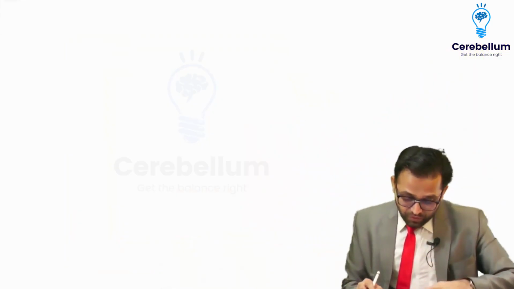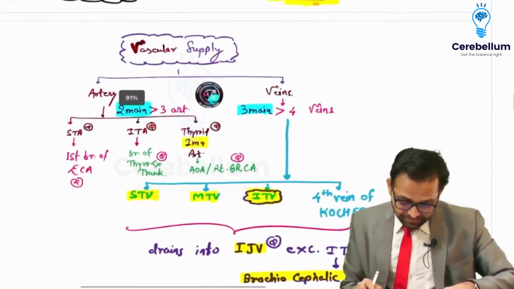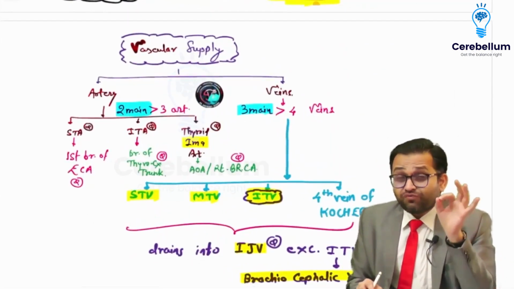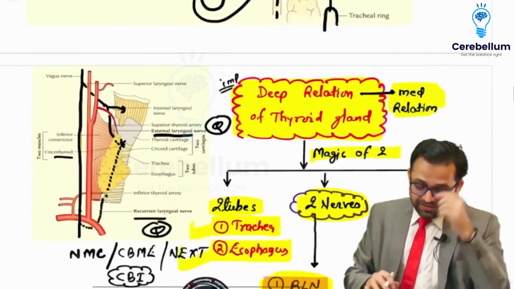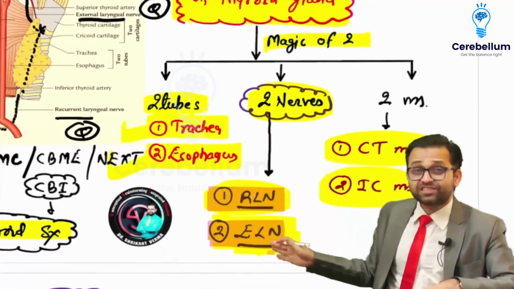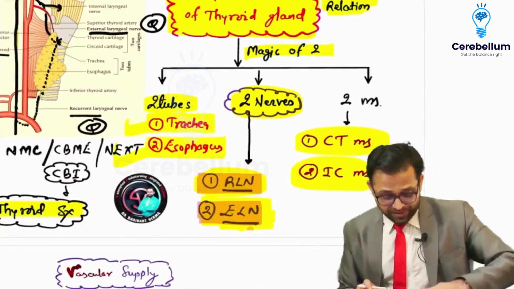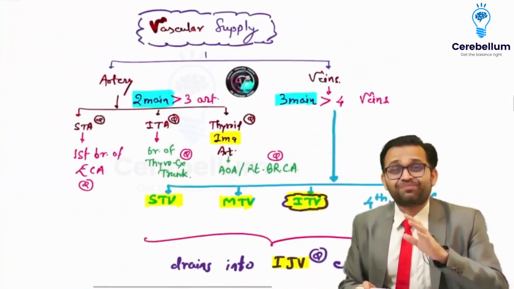Now what I want to tell you, one by one, step by step. We are going to look for the vascular supply. We have seen totally the relations: two tubes, trachea and esophagus; two nerves, recurrent laryngeal nerve and external laryngeal nerve; two muscles, cricothyroid and our inferior constrictor muscle. Okay. Now we are looking for our blood supply.